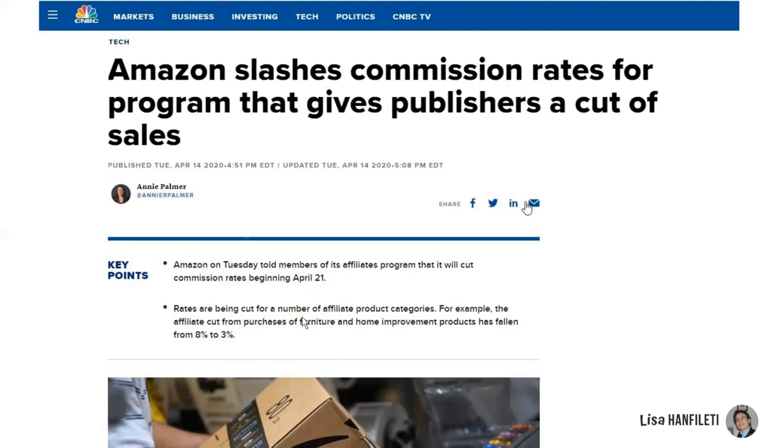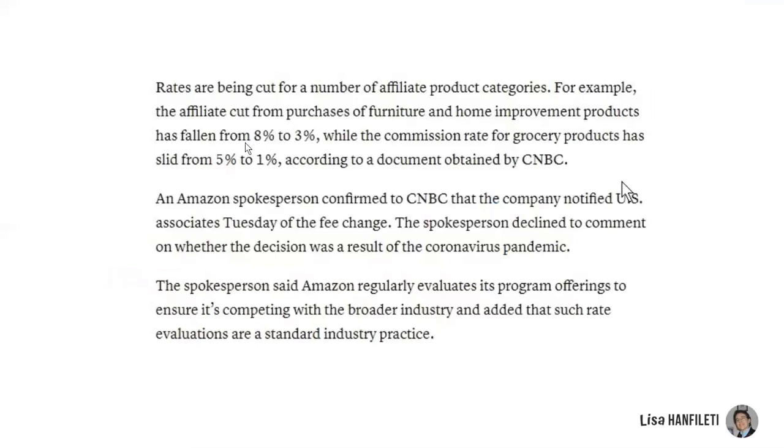Rates are being cut for a number of affiliate product categories. For example, the affiliate cuts from purchases of furniture and home improvement products have fallen from 8% to 3%. Now, 8% isn't very high to begin with, but slashing it to 3% is cutting somebody's income by more than half. Can you imagine? So let's take a closer look at this.